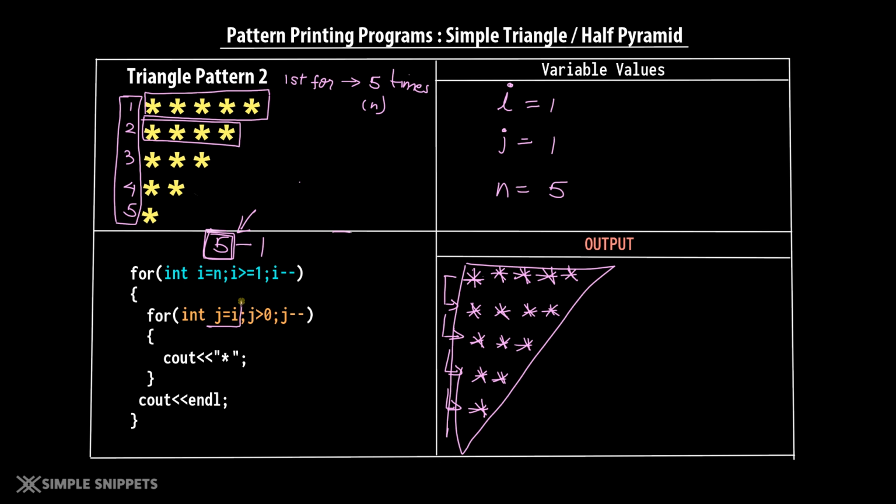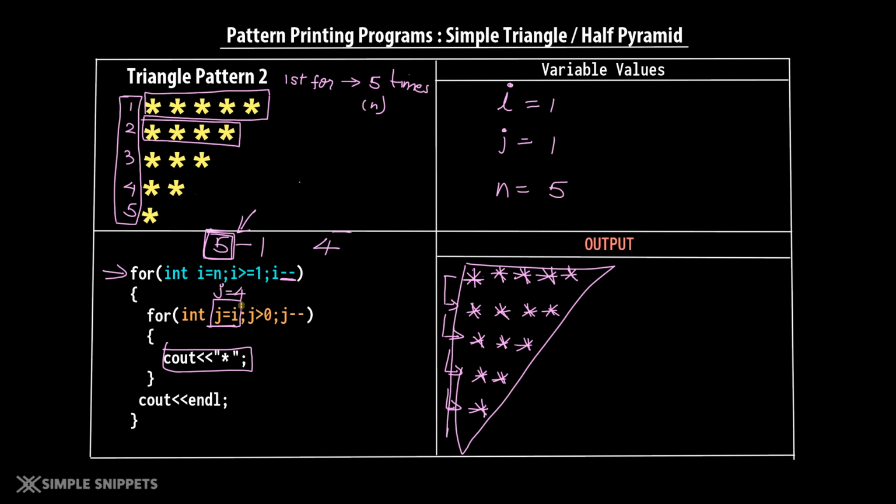So for the inner for loop we say j equals i. So j also becomes 5. And then you can run the inner for loop 5 times for the very first level. That is for the very first iteration of the outer for loop. Then when i becomes 1 less by decrementing, i becomes 4. Then j also becomes 4, right?